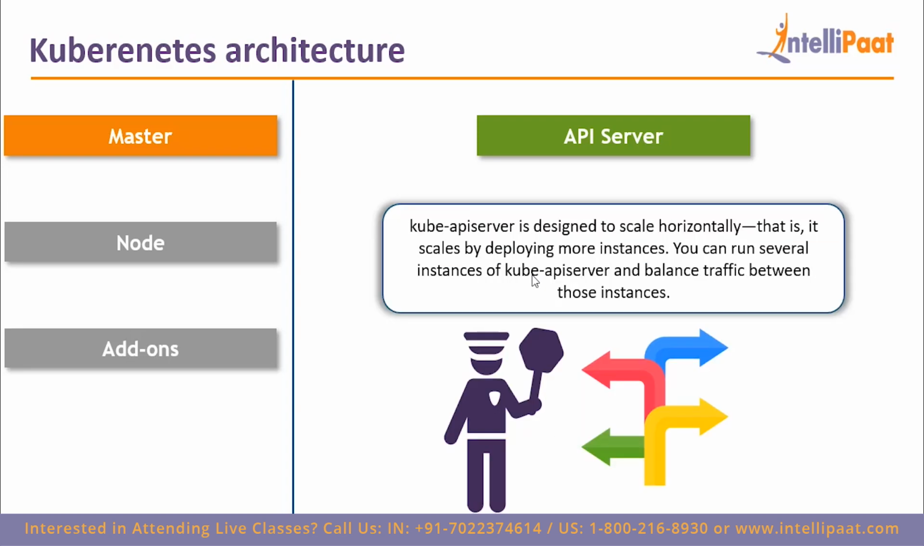Kube API server is designed to scale horizontally. That is, you can scale more and more by deploying more and more instances. If you want to scale the architecture, you have to create multiple instances and divide your workload among them. You can run multiple instances of a Kube API server and balance the traffic between those instances. So if you have multiple nodes, you can easily serve whatever requests the client is asking for by balancing the traffic throughout the nodes with the help of the API server, as you have multiple instances.